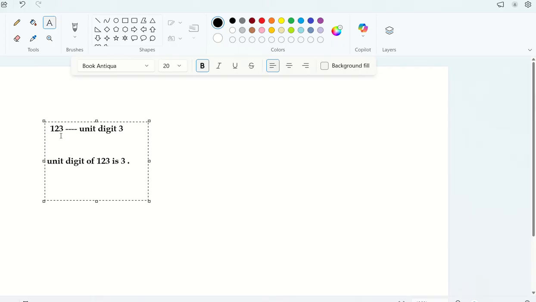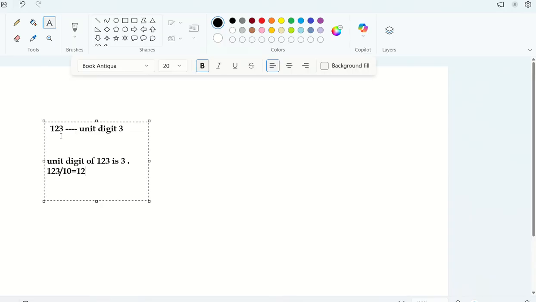Okay, so the concept is, when the program gives me the unit digit, is there any logic? Yes, there is a logic. If I divide 123 by 10, then what will it give me? It will give me 12, right? Because 12 times 10 is 120, and 3 will be your remainder.